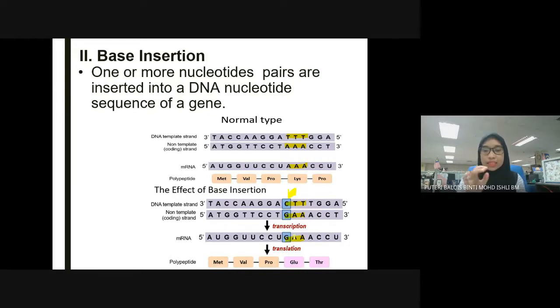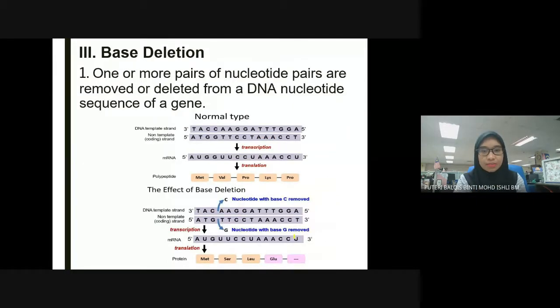So dia akan baca lain lah. Dia akan baca frame yang lain. Okay, dia akan baca frame yang lain. Alright, that is base insertion. Base deletion: one or more pairs of nucleotides are removed or deleted. So the keyword here is this one. Okay, one or more nucleotide pairs are removed or deleted from a DNA nucleotide sequence of a gene.